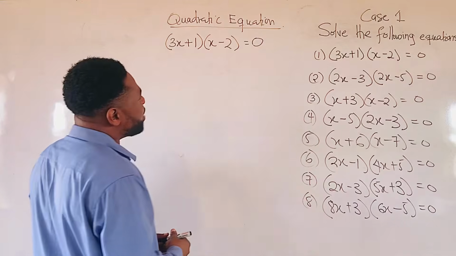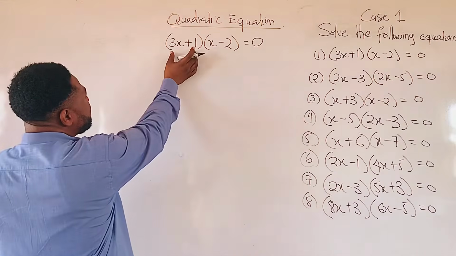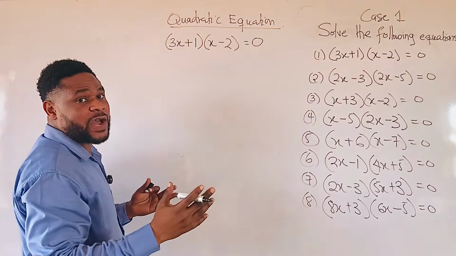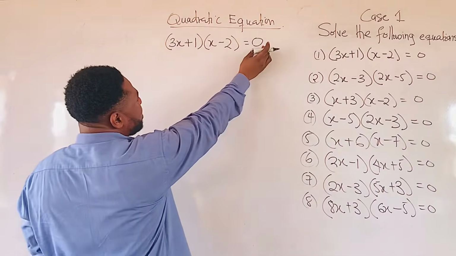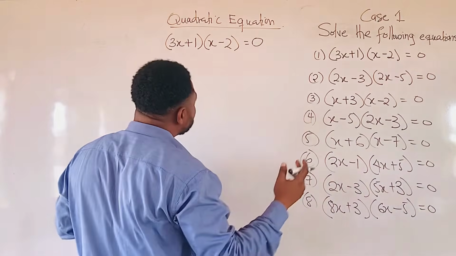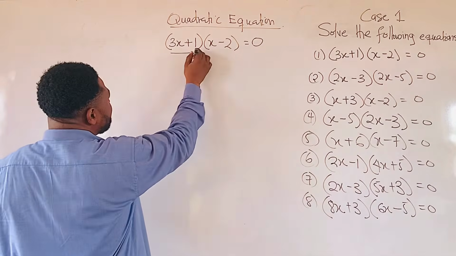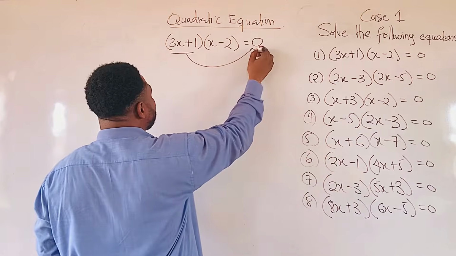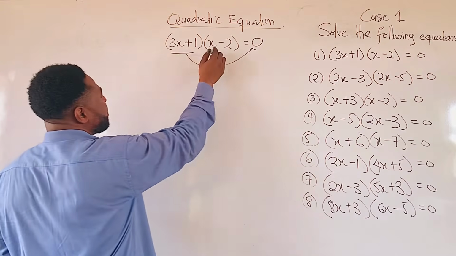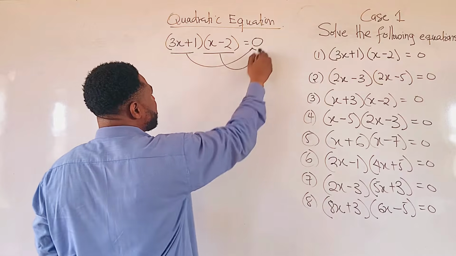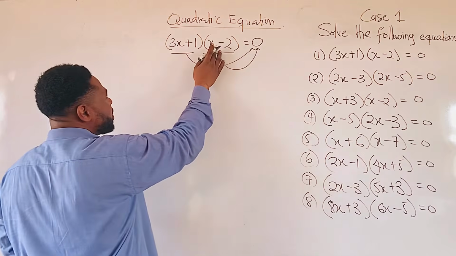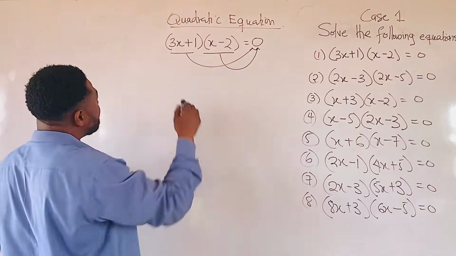With question number 1, we can see that what is in the bracket has already been simplified, all right? And we equate them to what? To 0. So this is what we are going to do. We pick the first bracket, we equate it to 0, then we solve for our x. We pick the second bracket, we equate it to 0, then we solve for the other x. Now let's see how we can do it.